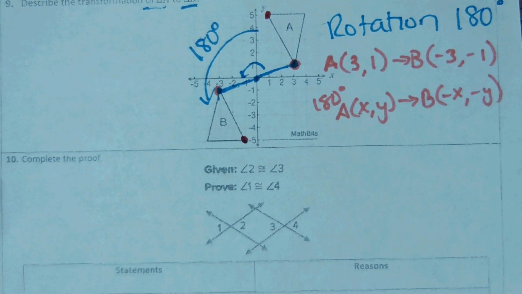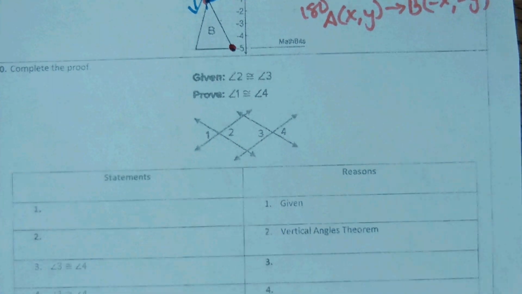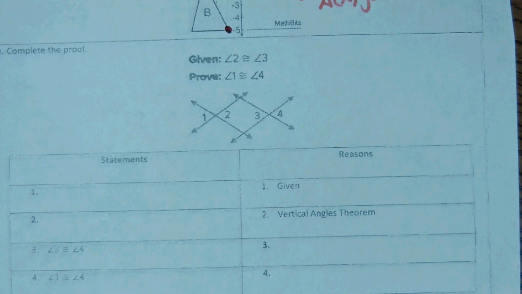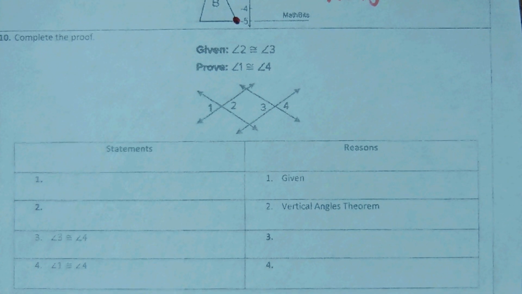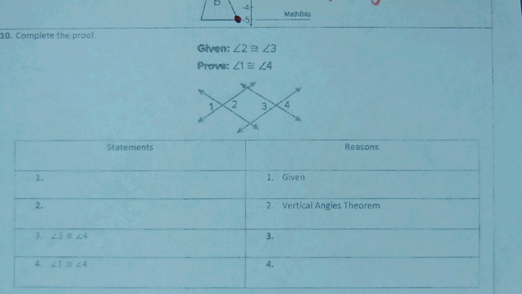Okay. Then number 10 is a proof. Proofs are scary sometimes. I remember them being scary when I was in school too. But once you realize that the same situations come up over and over, they get less daunting. And that's what happens in this one here. It's a lot of very familiar situations that are easy to figure out.